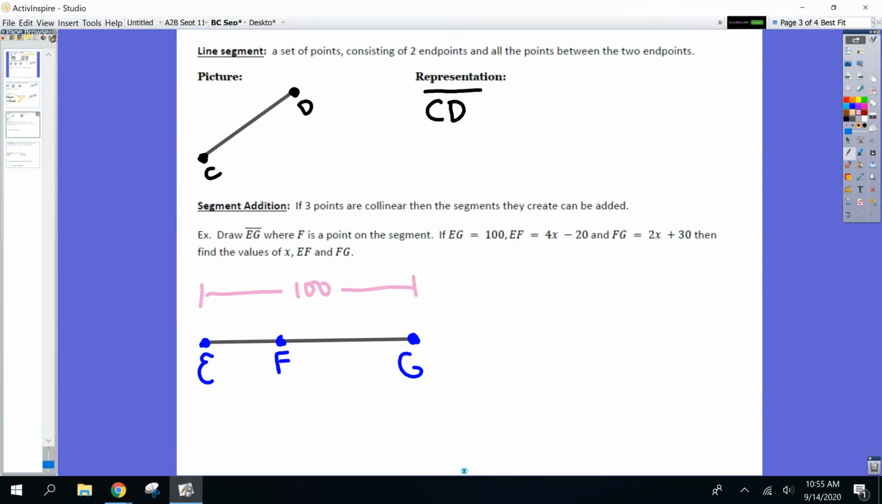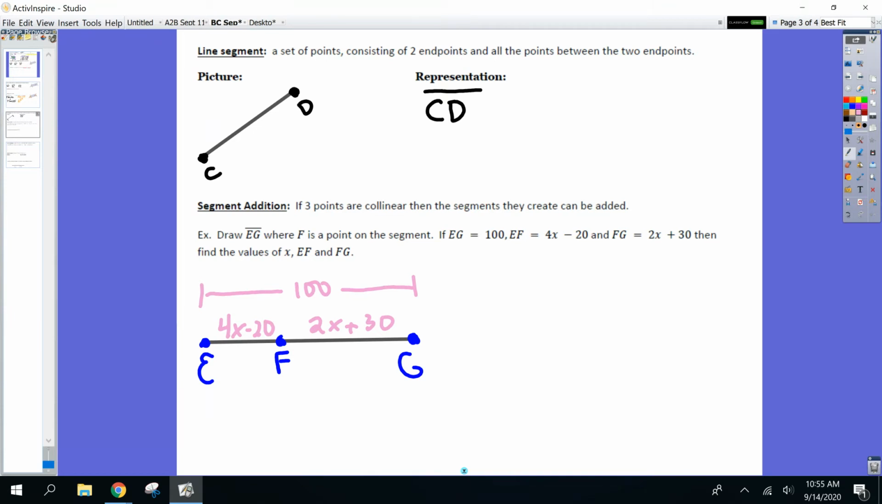EF is 4x minus 20. So go to line segment EF. That's 4x minus 20. And then FG is 2x plus 30. You got 3 jobs. Find x, find EF, and find FG. Those are your 3 jobs.